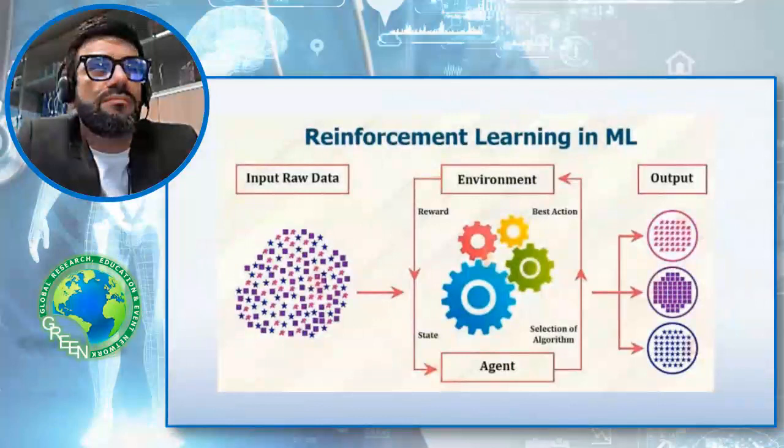The module best action, as you can see here, selects the best action to take based on the current state and learned policy. So the policy is a strategy or mapping from states to actions that agents have developed through learning.